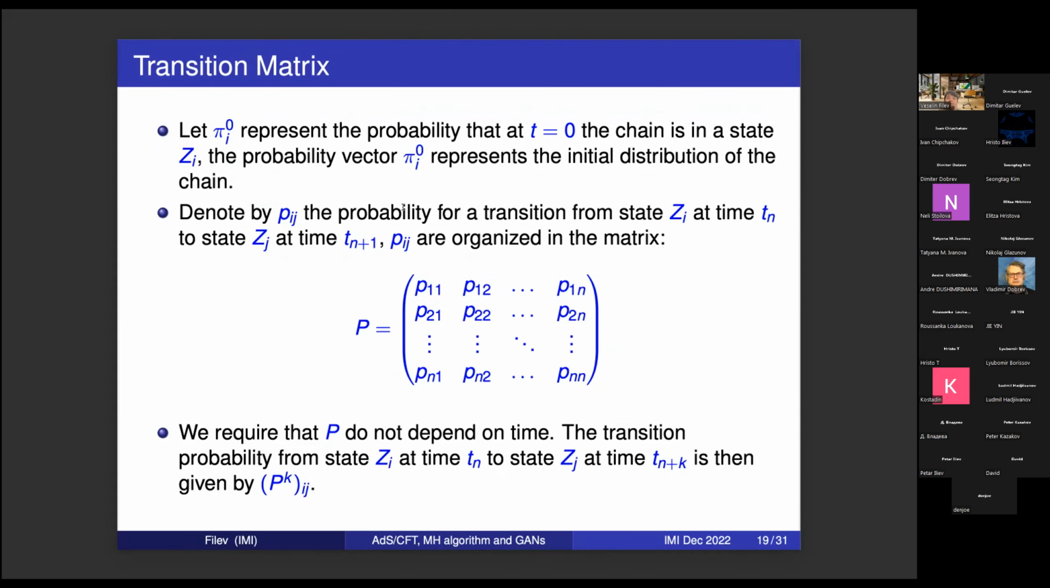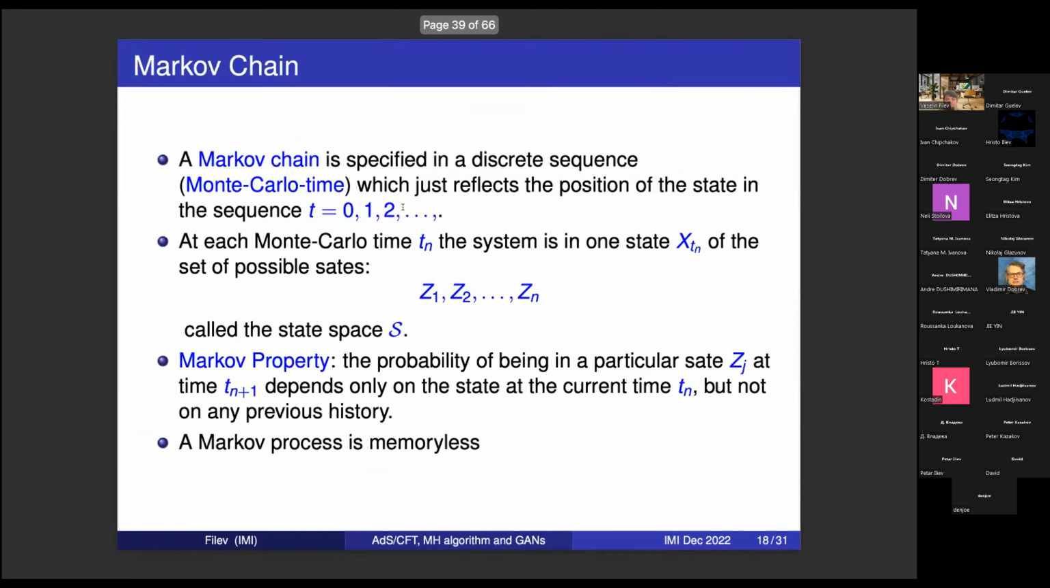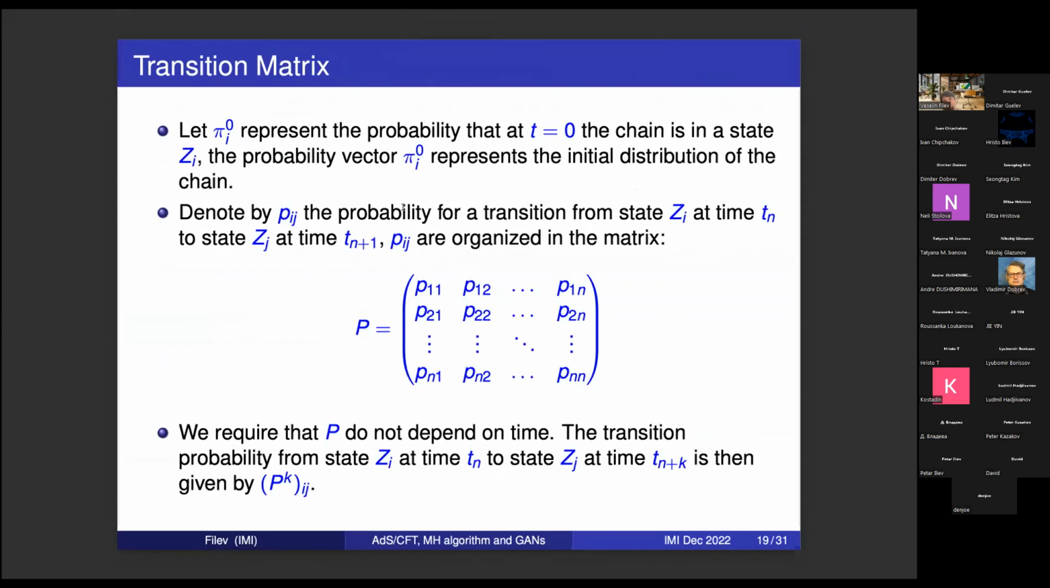The important property of the Markov chains is the so-called transition matrix. So let's look at some initial probability distribution. This pi 0 ji is the probability that at time 0 the chain is in a state zi. This probability vector represents your initial distribution of the chain, and the only other parameter of the chain that you have is the transition probability, Pij, the probability for transition from state Zi at time Tn to state Zj.